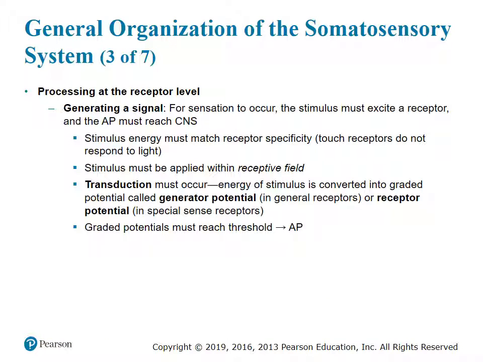Okay. So at the receptor level, in fact, the neuron generates a signal, right? The stimulus has to excite the receptor. A graded potential is created, and then an action potential is created, and that has to reach all the way to the CNS. It has to go from the nerve, wherever that's going to be, up into the spinal cord.